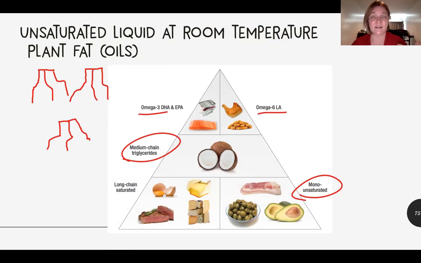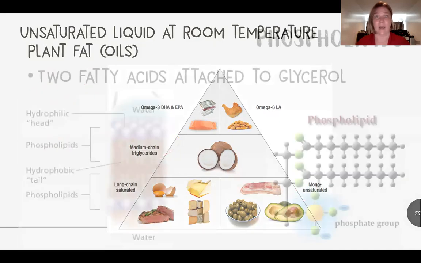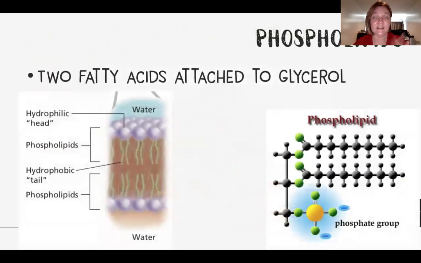But if you have double bonds in there, it becomes an unsaturated triglyceride, which means that it's liquid at room temperature, like your oils. Okay, that's triglycerides. The second class of lipid is called phospholipid.